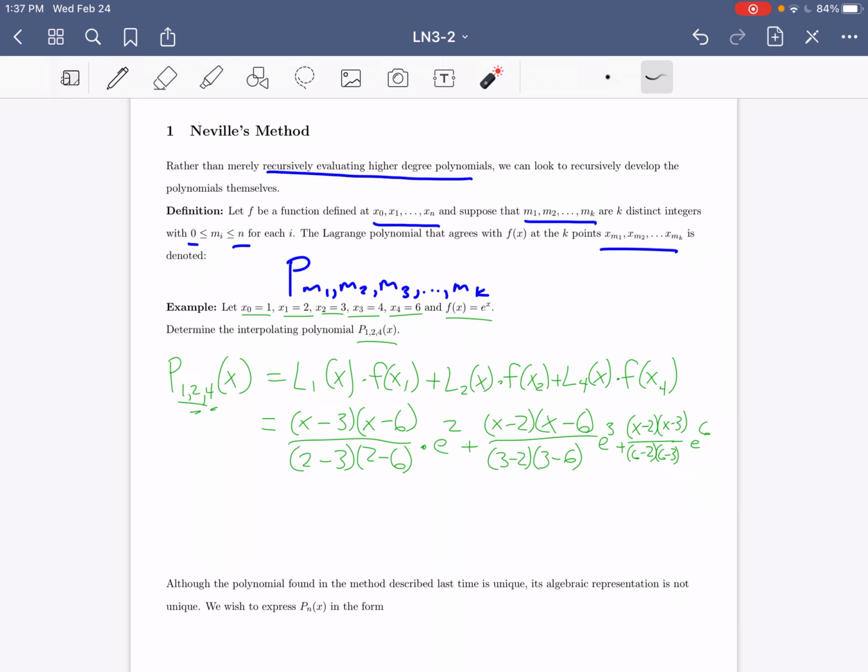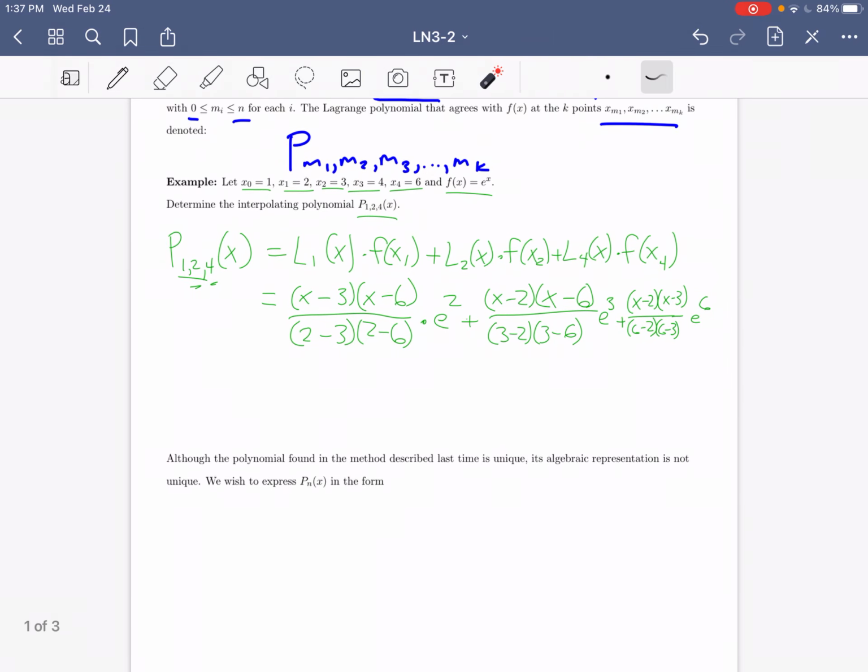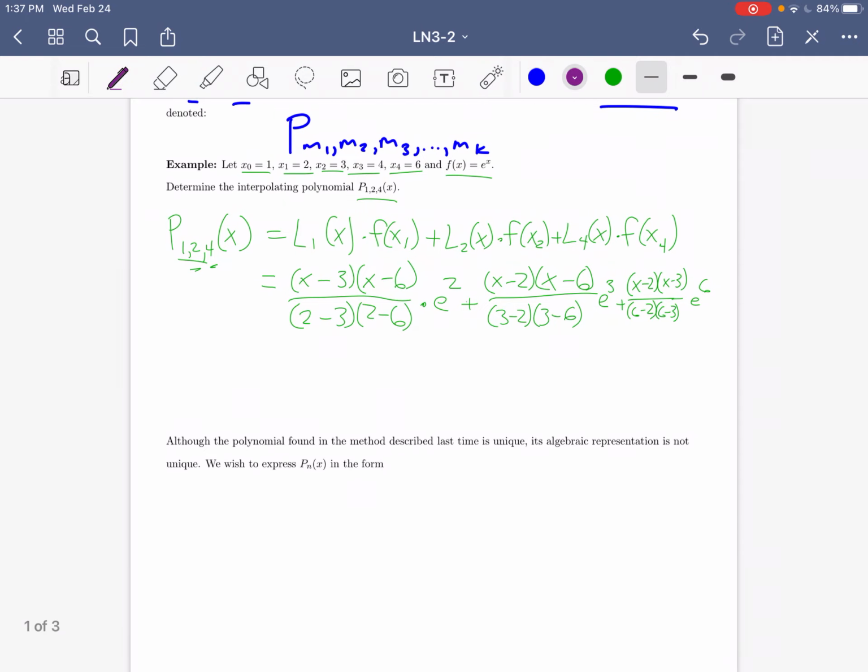The polynomial found in this way is unique. So when you look at the polynomial, it is what it is. However, the representation of that polynomial is not unique. And so what we can do is try to find a different way to represent this polynomial.